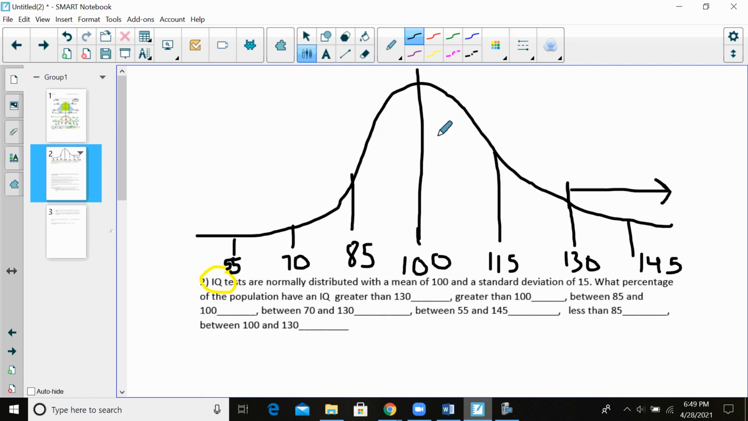Greater than 100. Okay, so what's from here up? This is our mean and our median. So this would be 2.5. Greater than 100, there would have to be, since that's our median, right, and it's halfway, that would be 50%.